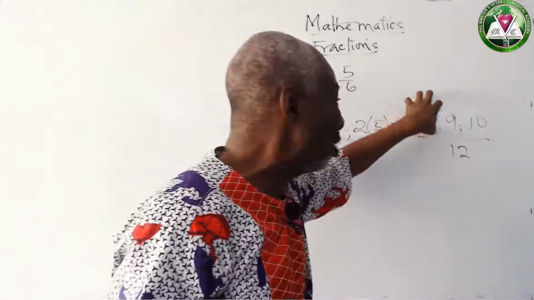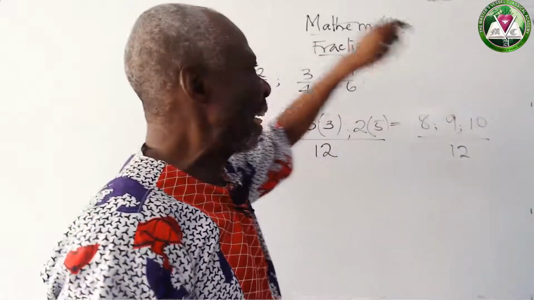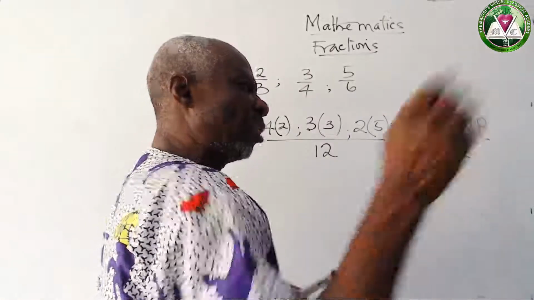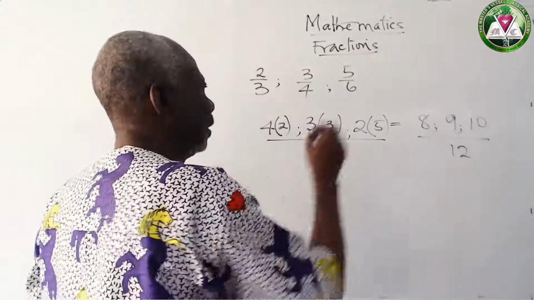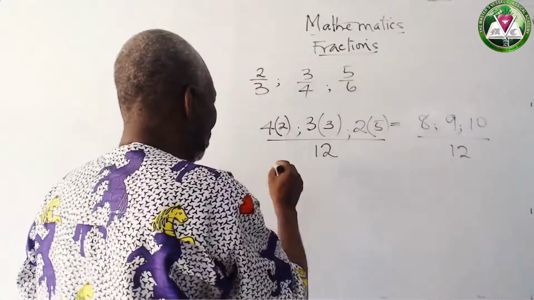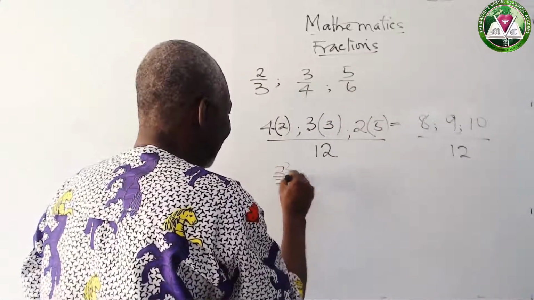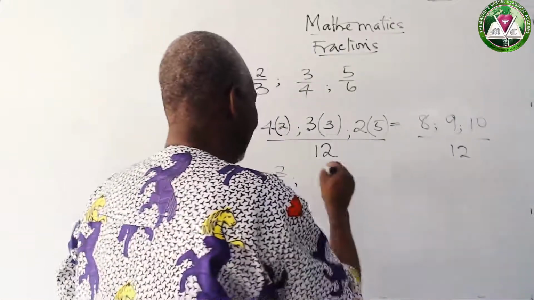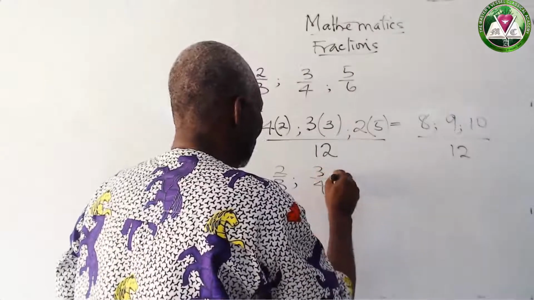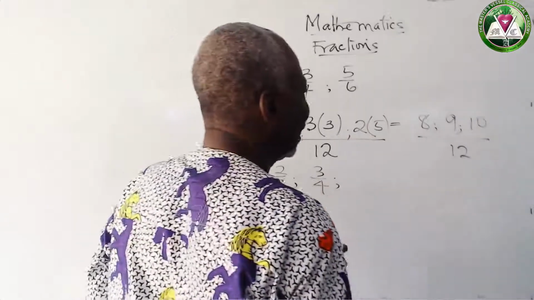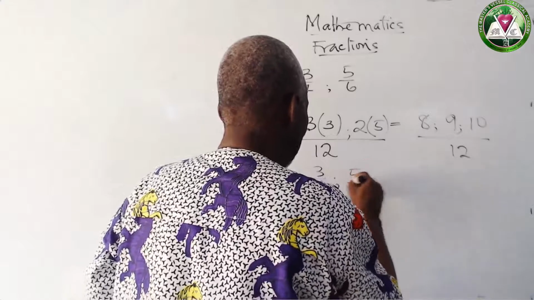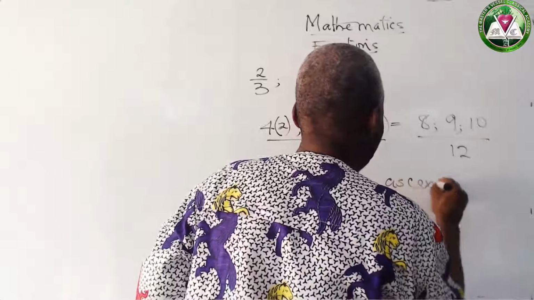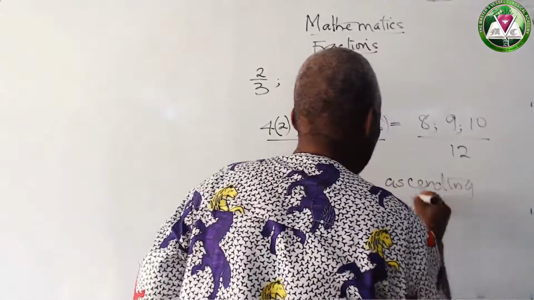So we look at these new numerators. They are representing the original fractions. Therefore, arranging them from smallest to biggest, we shall say, what gave us 8? It belongs to 2/3. So that will give us 2/3 first. What gave us 9? That is 3/4. Next. And then what gave us that 10? It is 5/6. This is ascending order of magnitude.